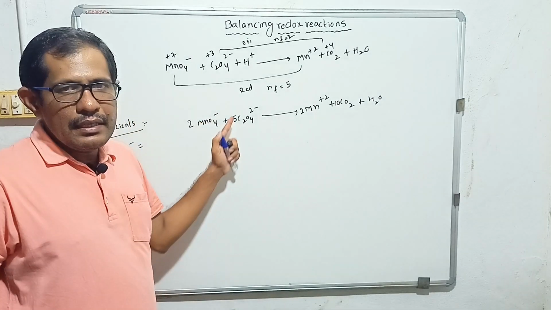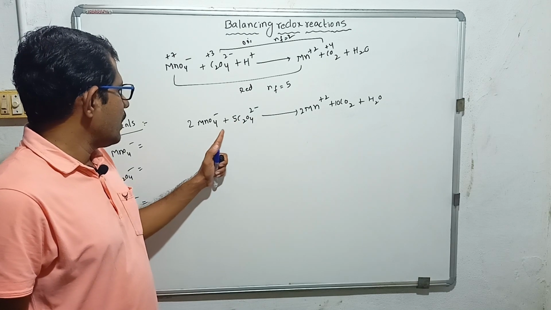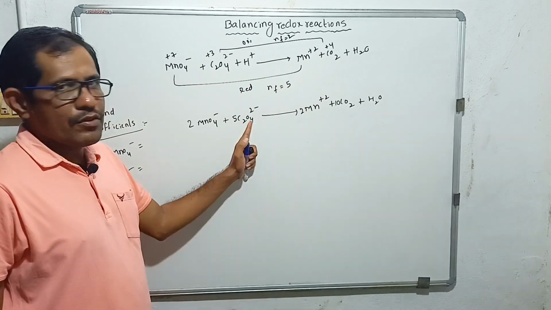Then we need to balance the oxygens. Here you see, how many oxygens are there? 5 4s are 20, so 28 oxygens are there.